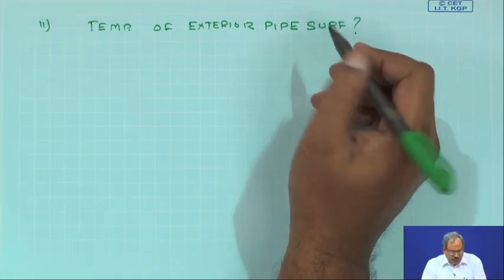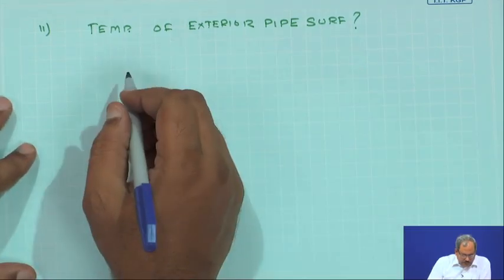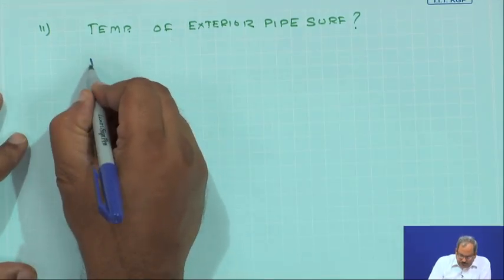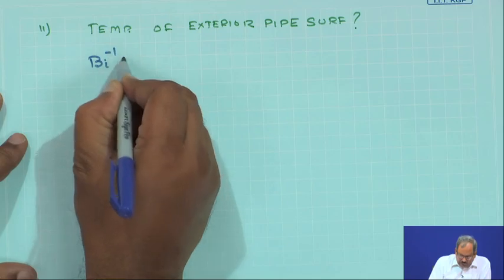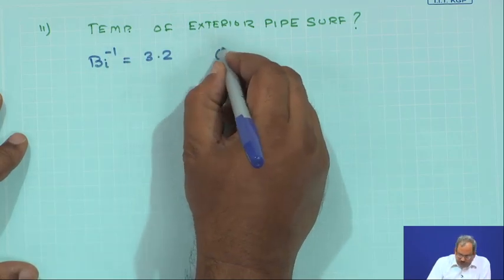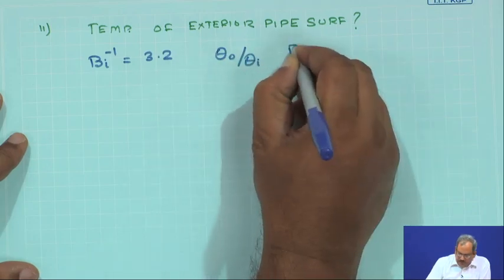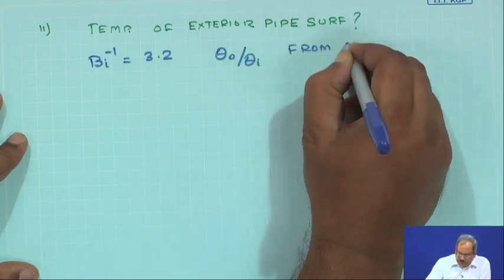So, if you need to find that out, then what you need to do is use the Heisler chart, and for an inverse of Biot number equal to 3.2, you find out what is theta 0 by theta I from the Heisler chart.